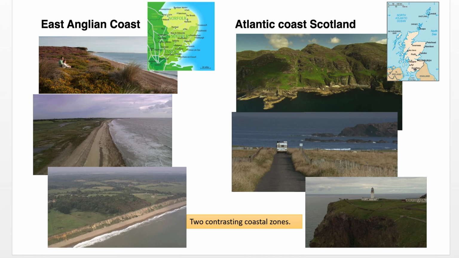Obviously, I hope you realise it's stuck onto the north of England. The capital of Scotland is Edinburgh, and we are talking about the Atlantic coast, which means the west coast of Scotland. The east coast of Scotland is in the North Sea, or the North Atlantic. The west coast of Scotland is in the Atlantic.